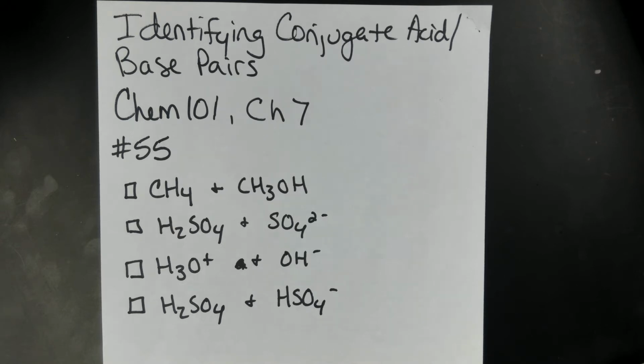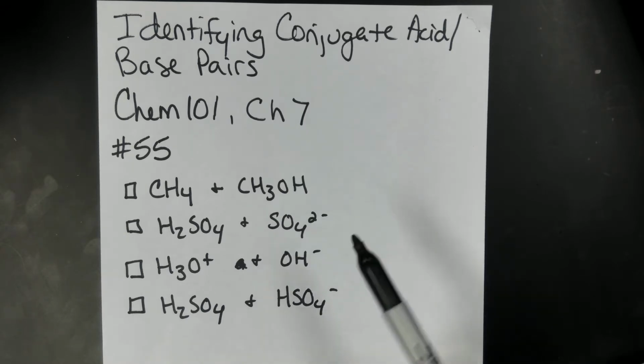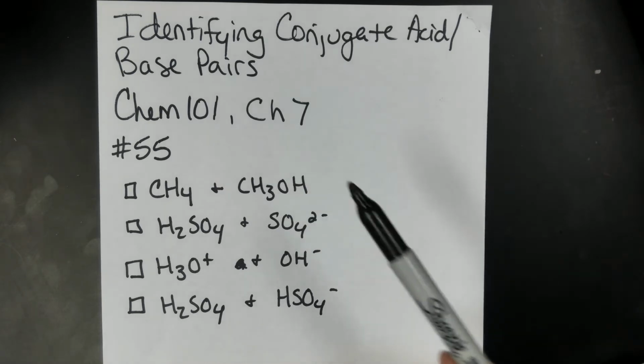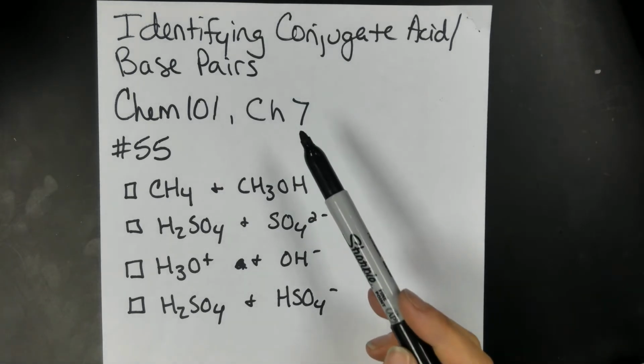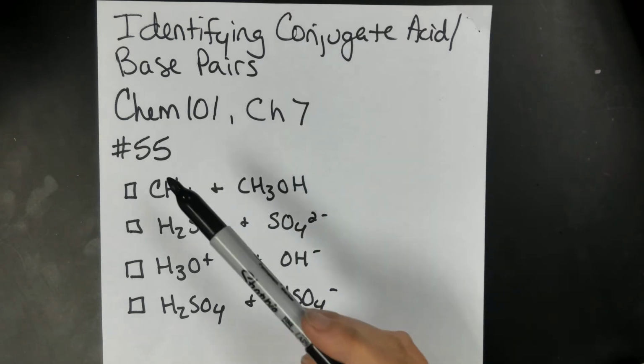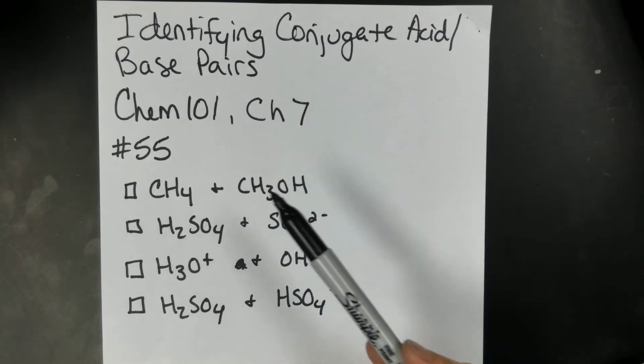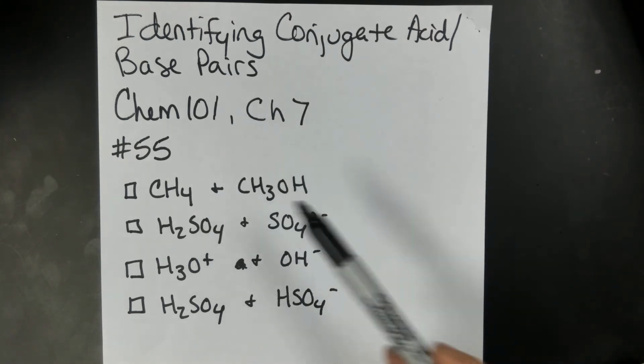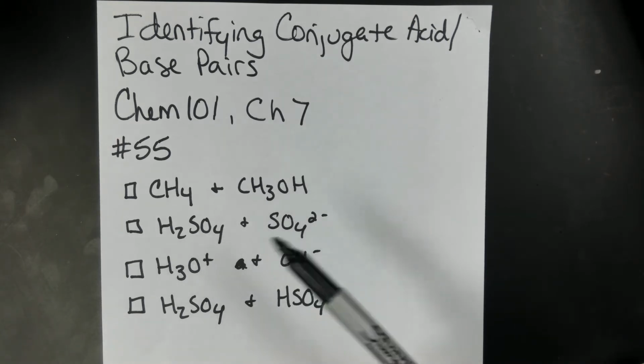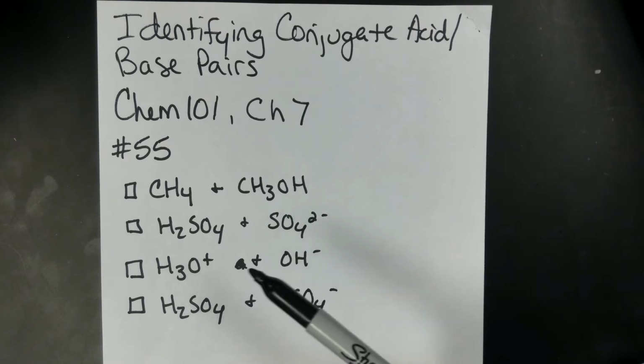As promised, let's go ahead and talk about how to identify a conjugate acid-base pair when given just two chemicals. This is for Chem 101 students or anyone else. This is regarding their Chapter 7 assignment, number 55 from the homework. We're going to identify them, and we're also going to identify why some may not qualify as a conjugate acid-base pair.